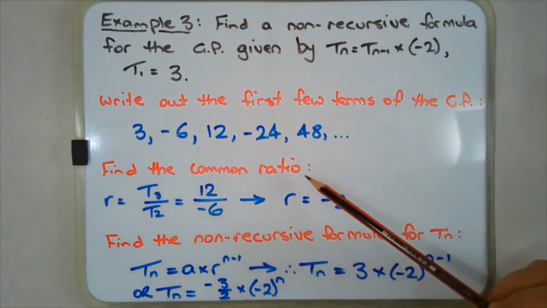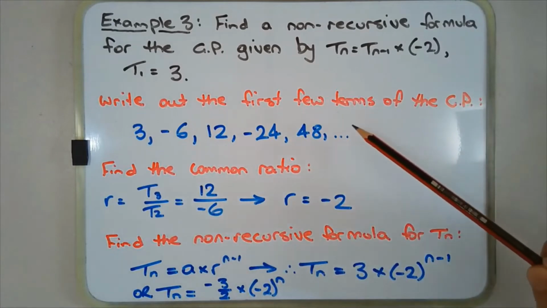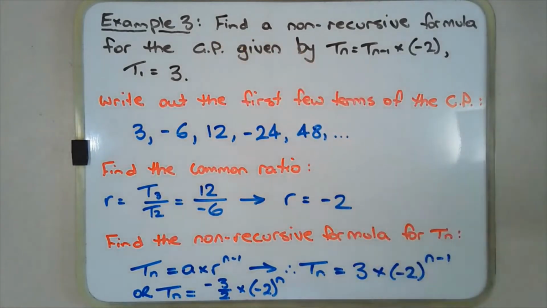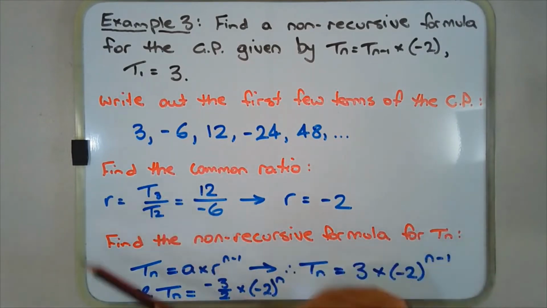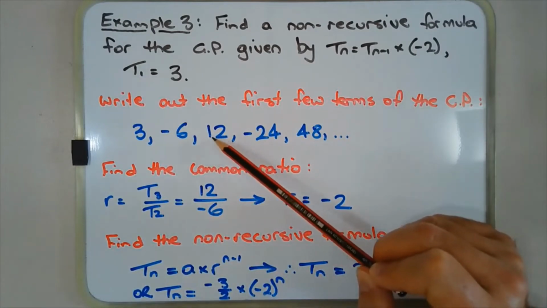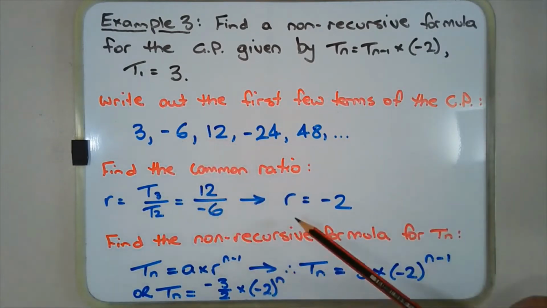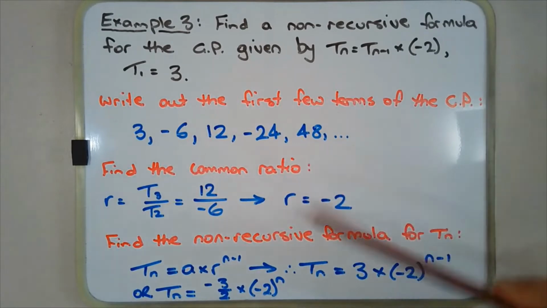Next, let's find the common ratio. Now, we don't need to prove that this is a GP. In fact, we're told this in the question, so no need to spend extra time on that. So all we need to do is pick any two consecutive terms. So I've just chosen T3 and T2. To find the common ratio, I just take T3 divided by T2, 12 over -6, and that gives us a common ratio of -2. So again, any two consecutive terms will be fine and will give you an R value of -2.